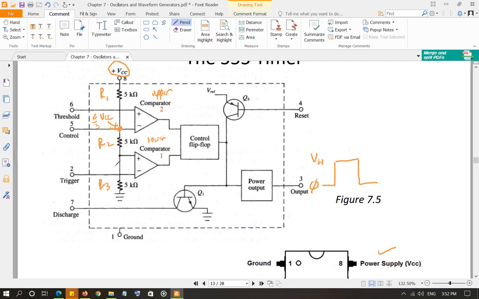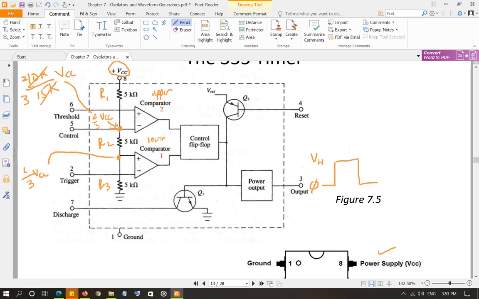So R2 plus R3, which is 10K. So you will have over here, let me just do the math over here. You have 10K divided by the total resistance, which is 15K, times the total voltage, which is VCC. So that's going to be 2/3 of VCC. That voltage will appear over here. And then the voltage that will appear here is the voltage across this R3, which is again 5 kilo ohm. So that's going to be 1/3 of VCC. So the voltage appearing here is 1/3 of VCC.